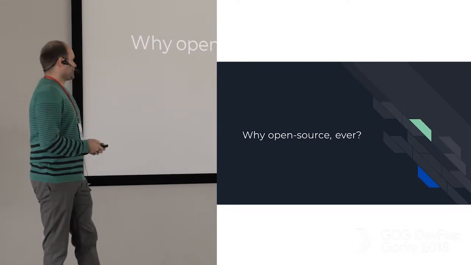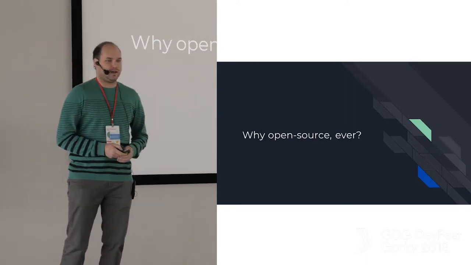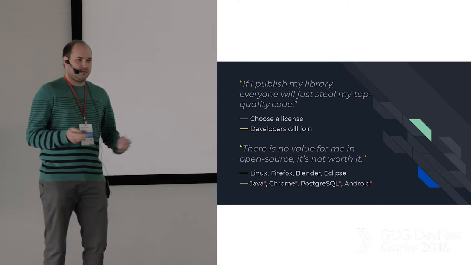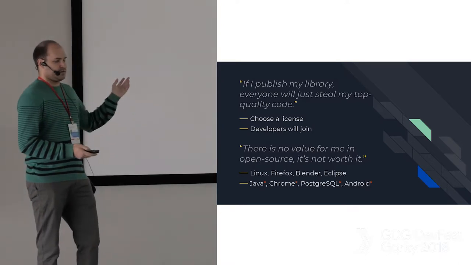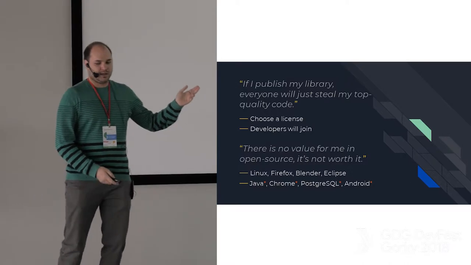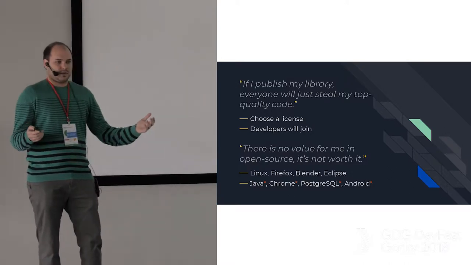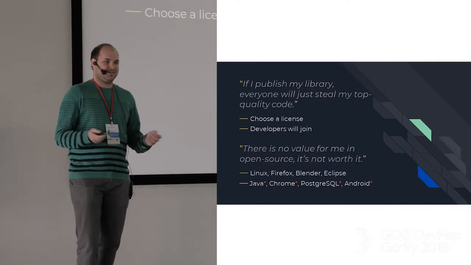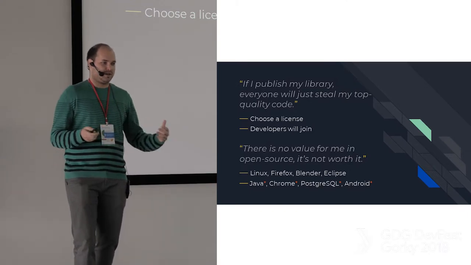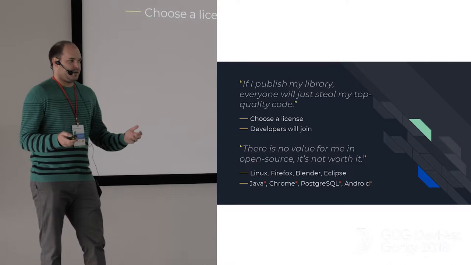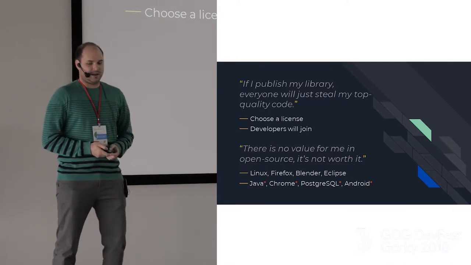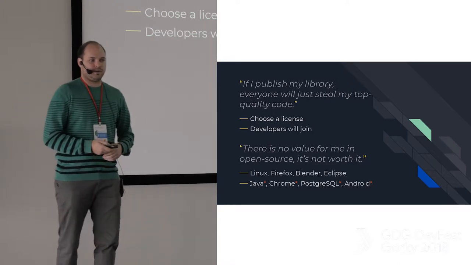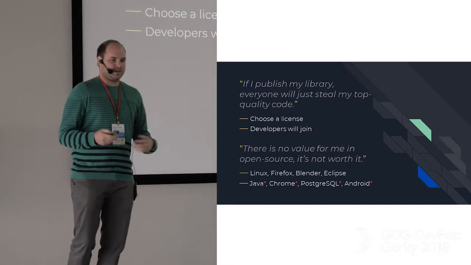So the first question is, why would we open source anything ever? Well, I talk about this a lot with other developers and people in the community, and this is one of the two things they always tell me. People are afraid that other developers will steal their code. And first of all, that code is probably not that good. Everything can be improved. But also, if you're afraid of people stealing your code, you can choose a correct license. Other developers will join you, and then you will feel like you're sharing with them, and you won't feel like they're stealing from you.